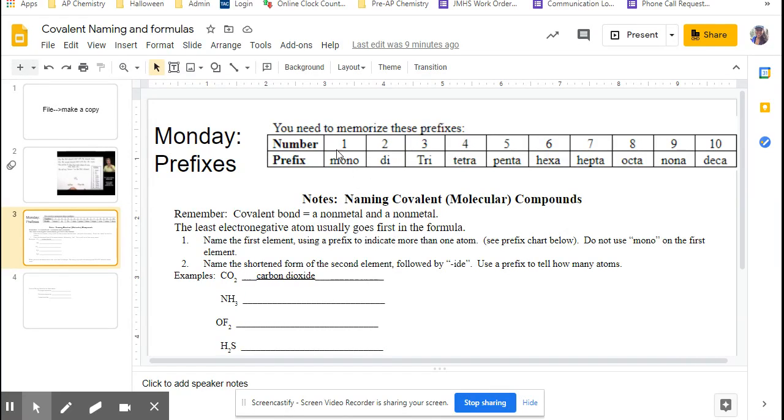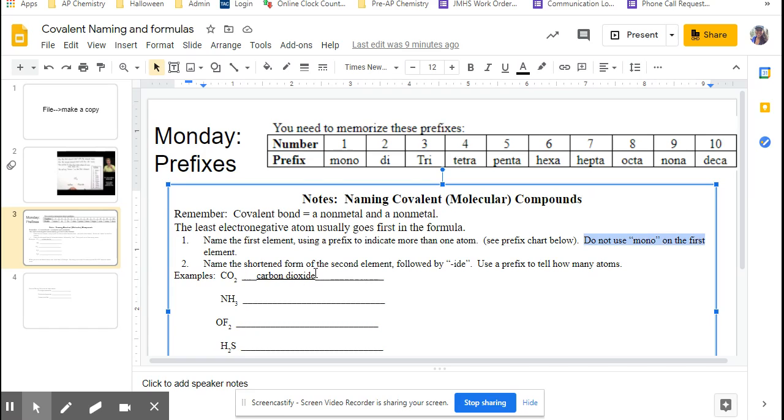As you saw in the previous video, you have these different prefixes right here that correlate with what number we're putting as subscript for the different elements involved in a compound. For covalent compounds, remember it's a nonmetal and a nonmetal bonded together. They're sharing electrons. The least electronegative atom usually goes first in the formula. You name the first element using a prefix to indicate more than one atom. Do not use mono on the first element ever. You just name it as is if there's only one. And then you name the shortened version of the second element followed by "ide." Use the prefix to tell you how many.